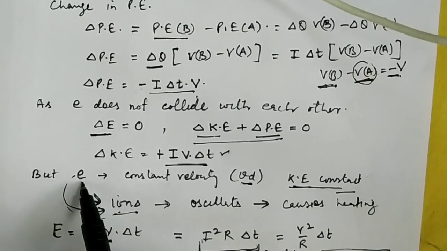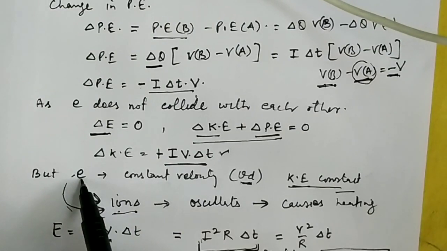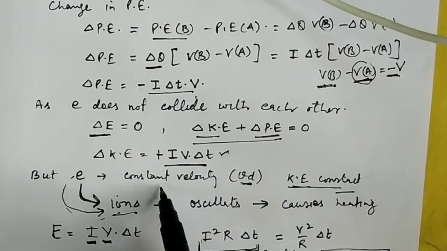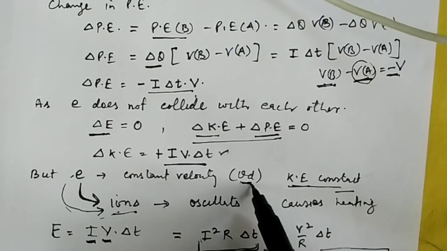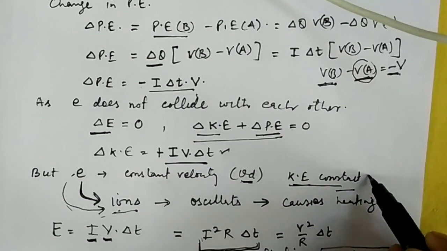Now, but we know that the drift velocity of an electron is constant or uniform. So the kinetic energy is constant.